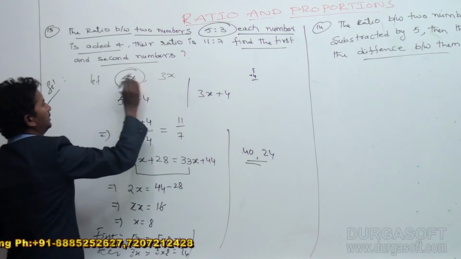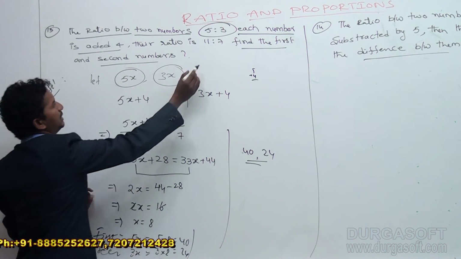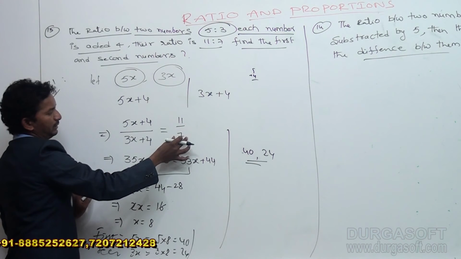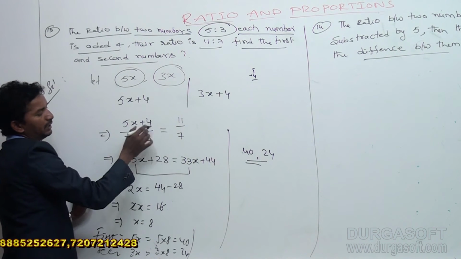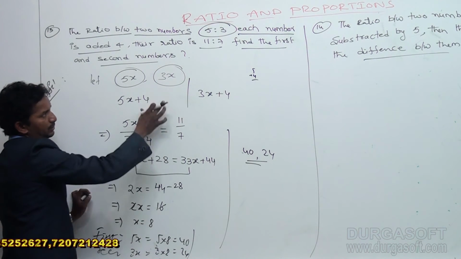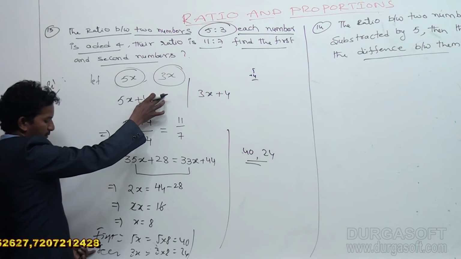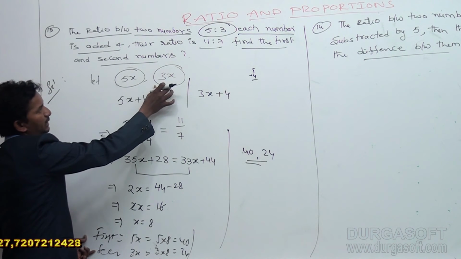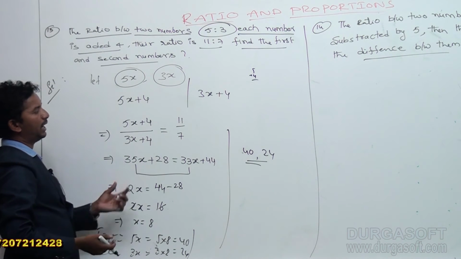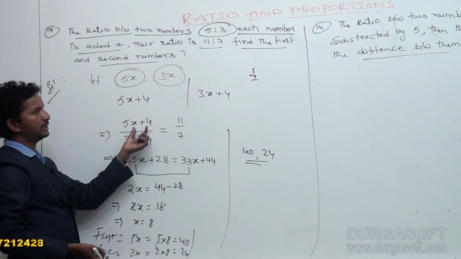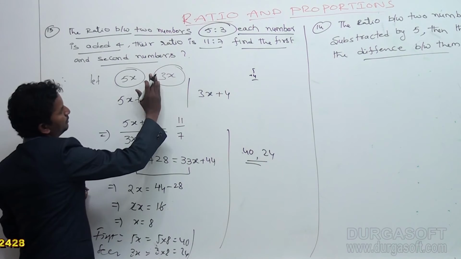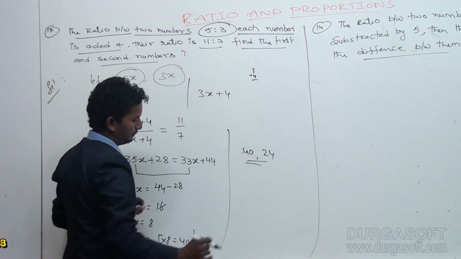This is the first number, this is the second number. The ratio is also given. What is the ratio? 11/7. Cross multiply and then you get the x value. Then substitute here, you can get the x value, the first value and the second value. So for each number added, you take the plus and add it. See the same problem now here.